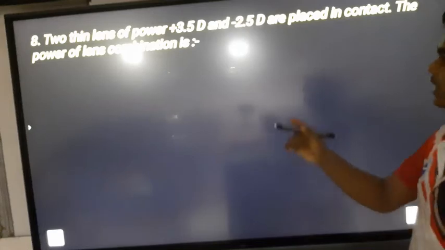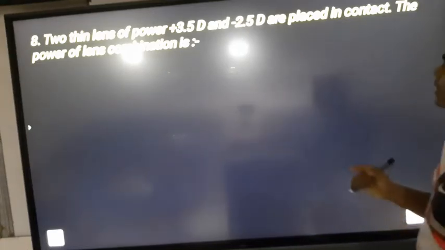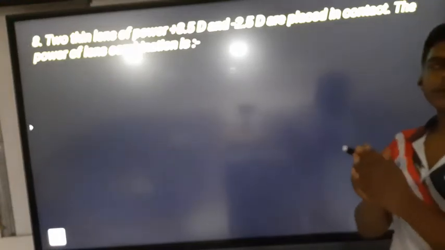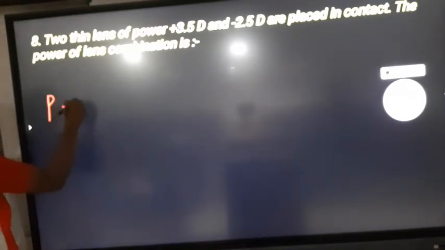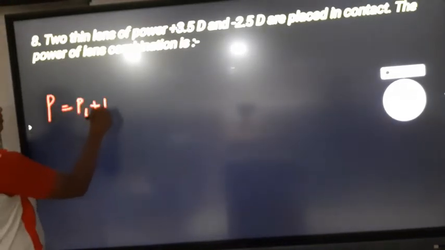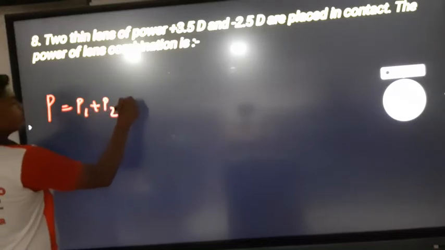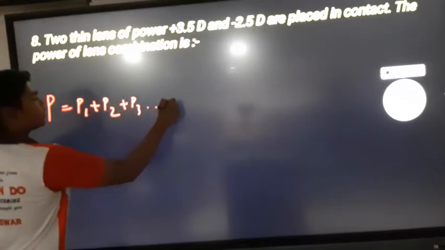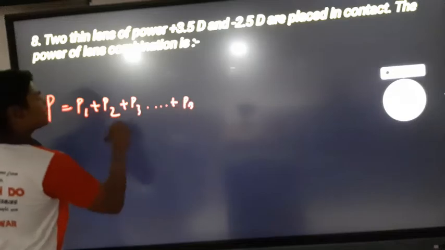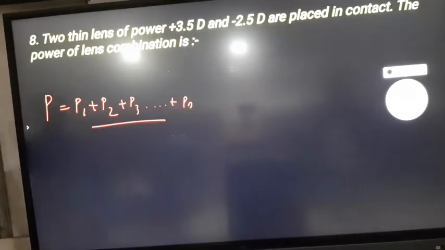Next question. Two thin lenses of power plus 3.5 diopter and minus 2.5 diopter are placed in contact, means they are placed together in a place. Find the power of the lens combination. We know the formula of power combination: P1 plus P2 plus P3 up to plus Pn. That is the formula of power combination.